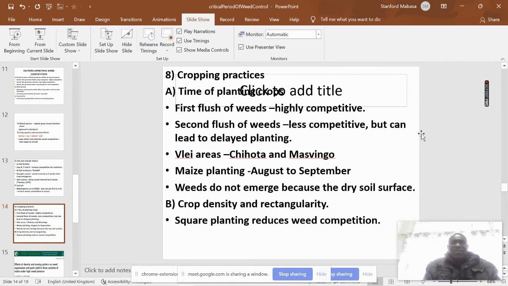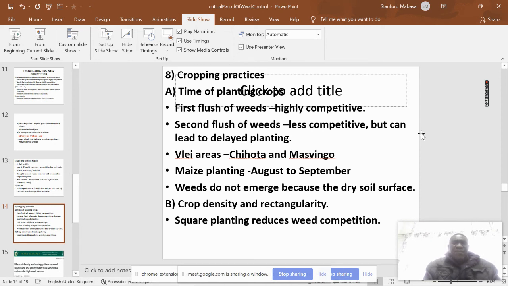It's a question of, if you come in early, make sure you remove the weeds. Otherwise, you may lose yield. So with the first flush of weeds, maybe we need to come in and weed around 2 weeks. But with the second flush of weeds, maybe we can delay weeding and get away with it.